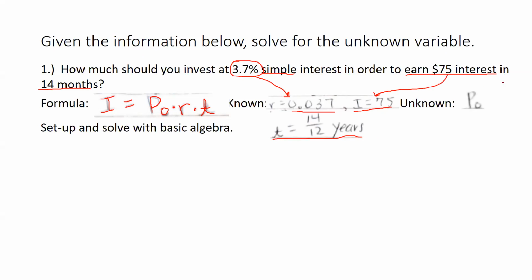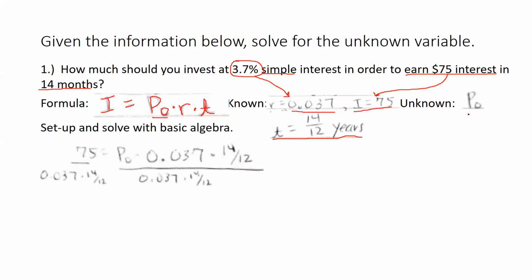So unknown, this is the bit we don't know. That's going to be P0. We do not know this, okay? So we need to solve for that. So we plug everything in that we already know. We know that we're supposed to get $75 in interest. We don't know P0. We know that the R is 0.037, and we know that T is 14 over 12. Reducing the fraction is a nice thing to do mathematically, but it's actually not doing you any favors at this juncture. So I personally would not do it, okay?